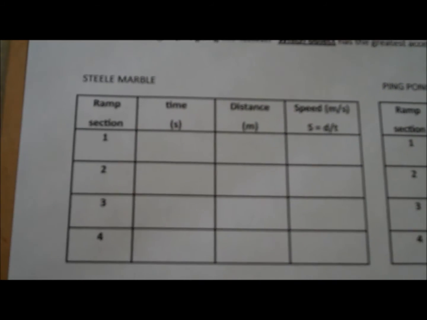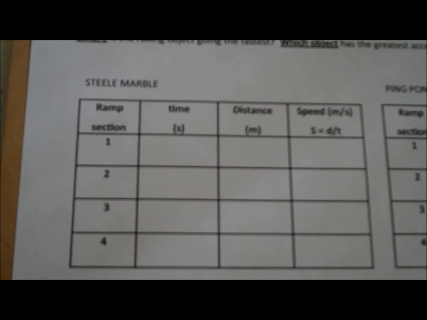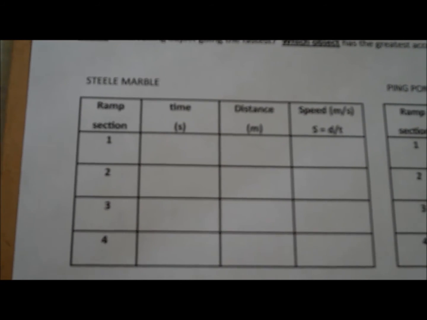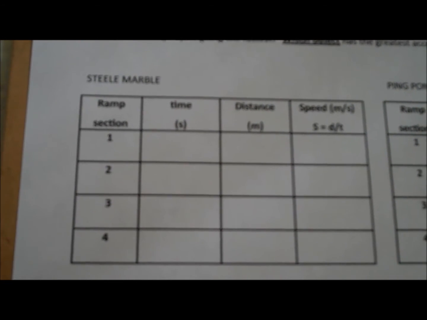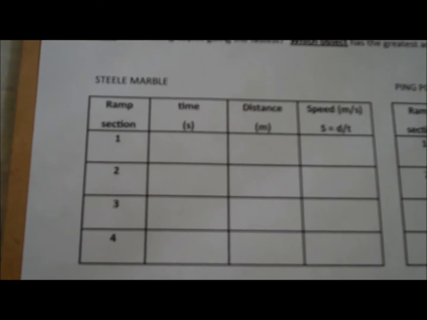To do that, we'll be filling in 4 data tables. The first one is marked steel marble. You can see that it has a place for each section of the ramp, as well as a time, a distance, and then you're going to be calculating the speed. Let me show you how we're going to find the distance.